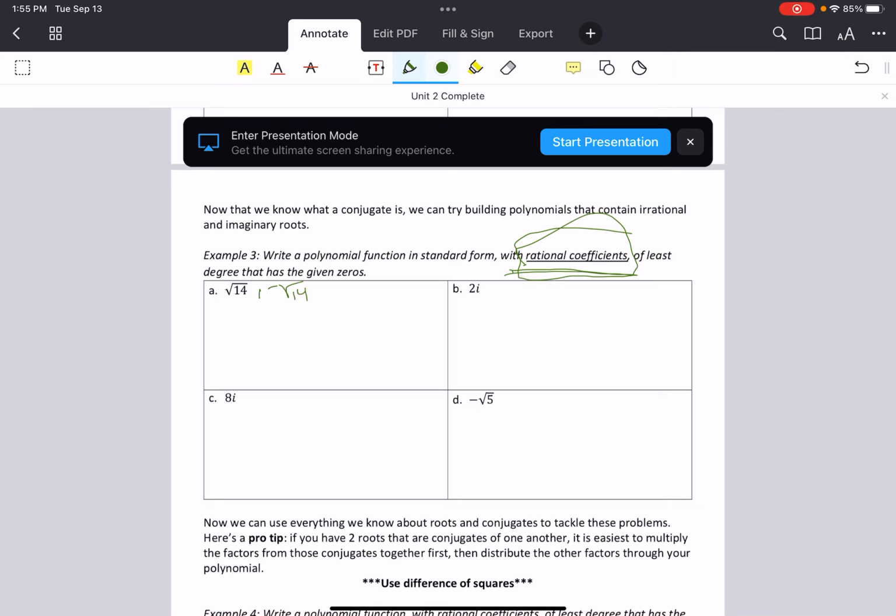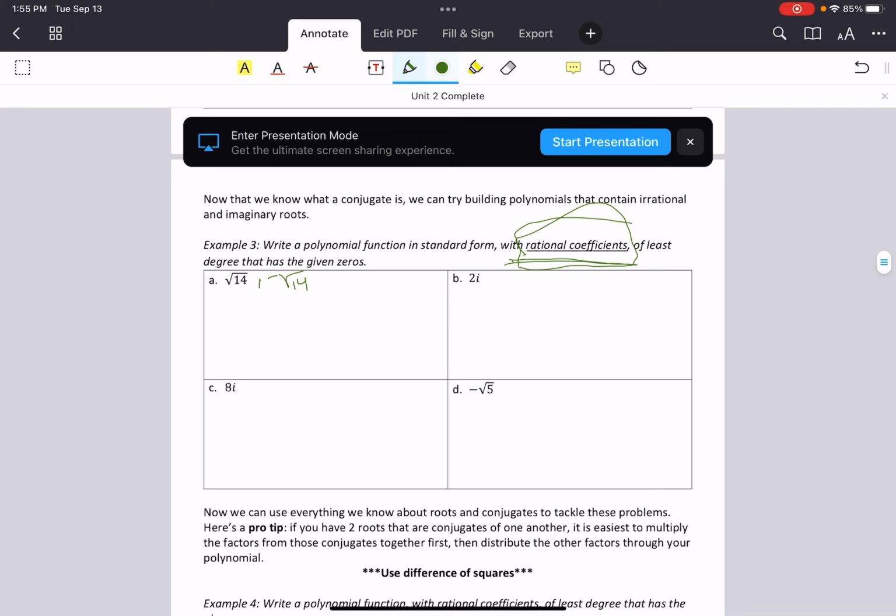If the square root of 14 is a root, what is its factor? With this first one, the given one. X minus. We made all the factors opposite of the roots. Oh, you're right. And then what's the factor that goes with the negative square root of 14? X plus.